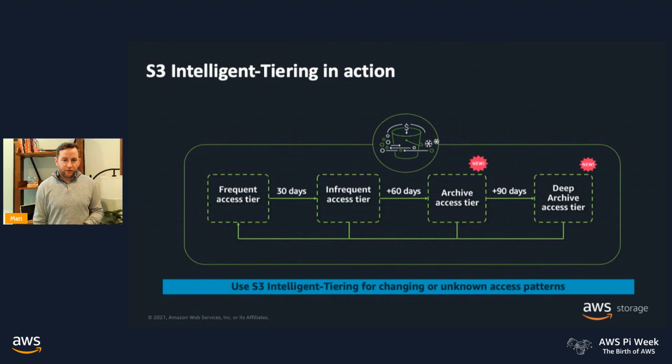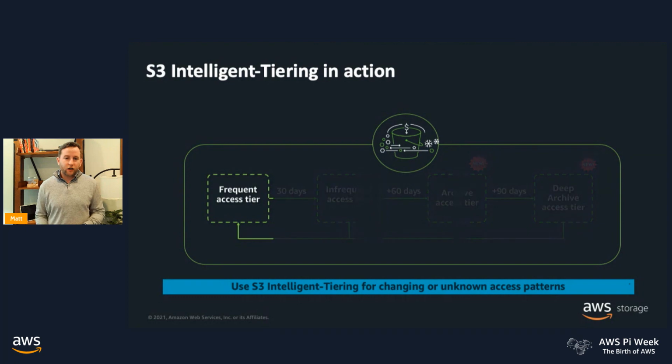So as I mentioned before, S3 Intelligent Tiering is one of S3's most popular storage classes. For a small monthly object monitoring and automation fee, S3 Intelligent Tiering monitors the access patterns of your data and automatically moves objects among 4 access tiers. So how does this work? First, all data starts in the frequent access tier. The frequent access tier has the same price and performance as the S3 standard storage class.